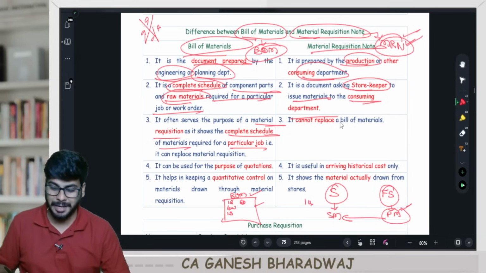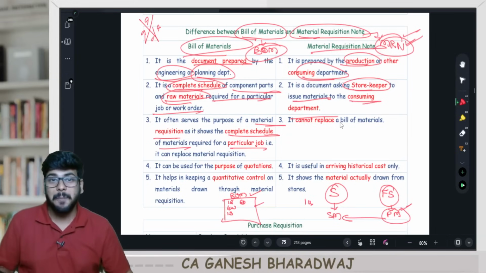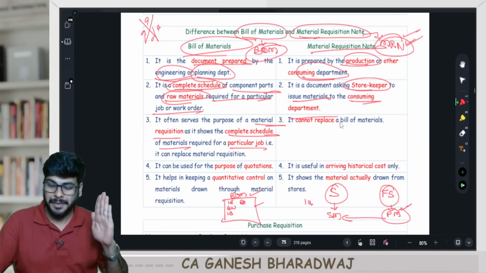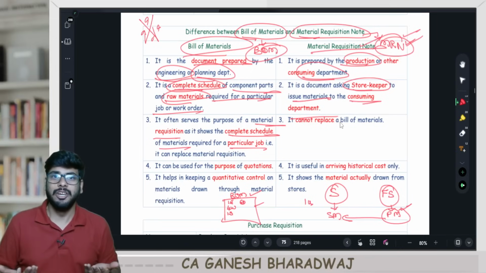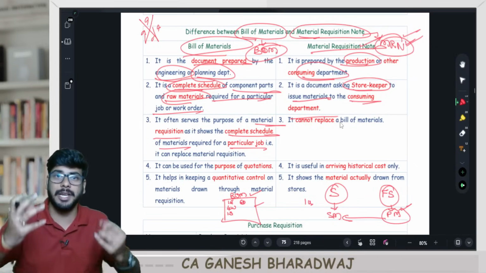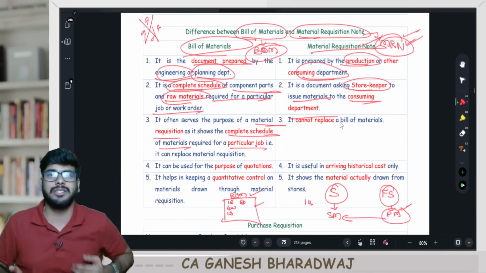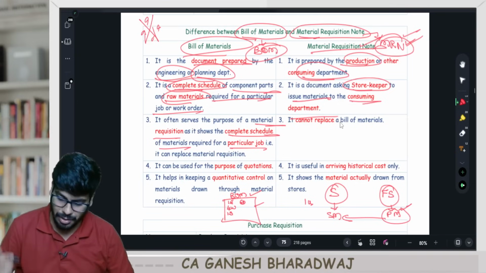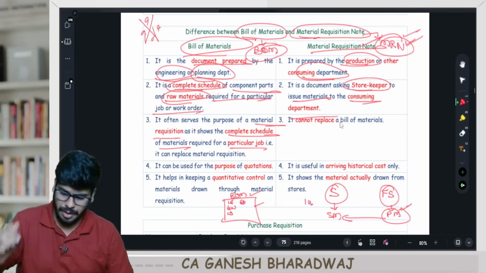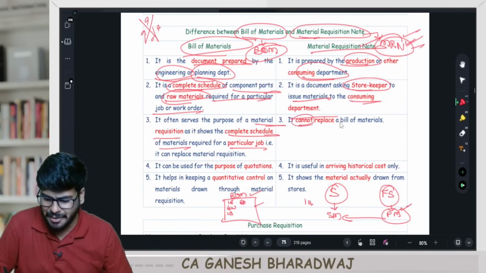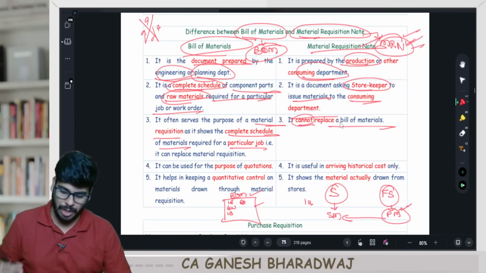Now what they are saying, look, based on the bill of material, your MRN can be prepared. Correct? Because, sir, what are all the different types of raw material I need? You go refer the bill of material. Based on that, you can clearly prepare a material requisition note, and ask the store manager or the storekeeper to send it. Are you clear with this? Whereas an MRN can never replace a bill of material. Are you all able to understand?